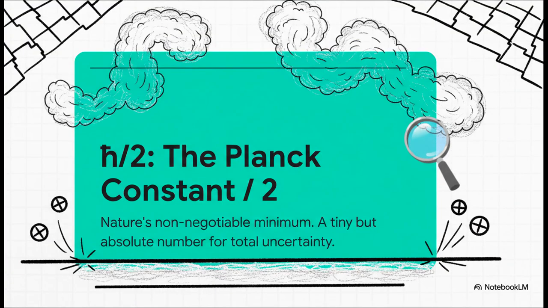And finally, there's the other side of the equation, that h bar over 2. Now, this isn't just some random number. It's a fundamental constant of nature. It's a hard limit. It represents the absolute, non-negotiable, minimum amount of uncertainty the universe allows. You literally cannot have less total uncertainty than this tiny number. It's like the universe's minimum pixel size. You just can't get any sharper.